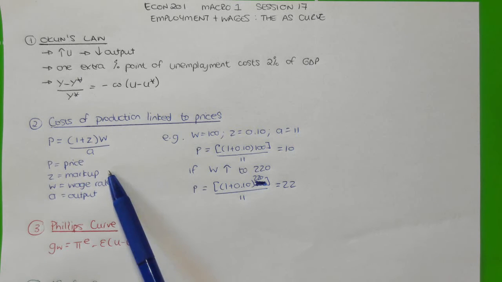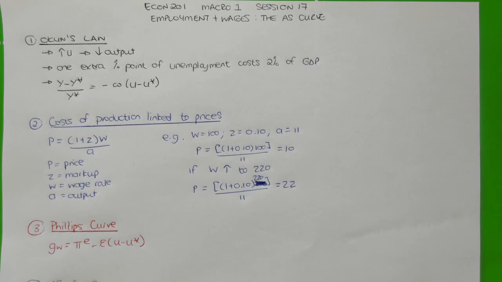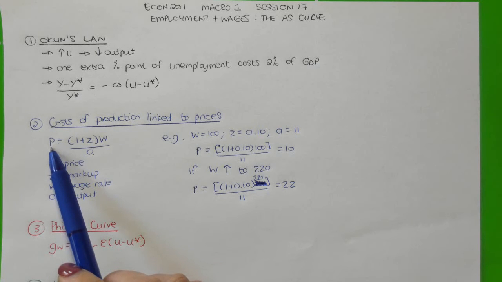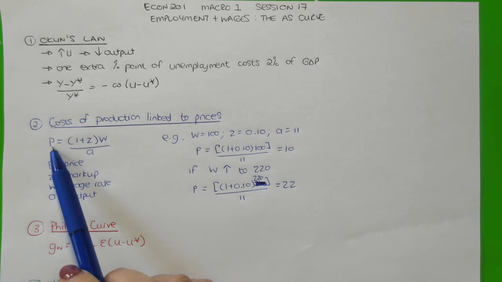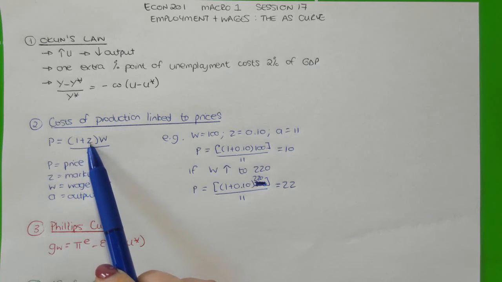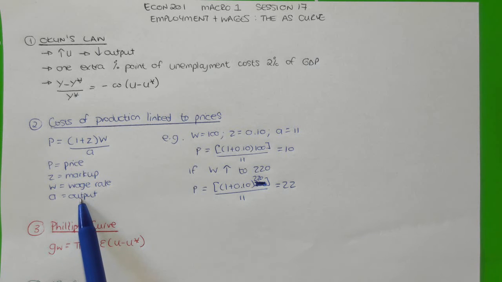The next link to make clear is that changes in the wage rates in the economy directly impact upon prices, and that's what this equation is hoping to do. What it's suggesting is that the price that firms charge per unit of output produced is directly linked to the wage that they have to pay workers for producing that output. P stands for the price level, Z stands for the markup, W stands for the wage rate, and A stands for the quantity of output that is being produced.